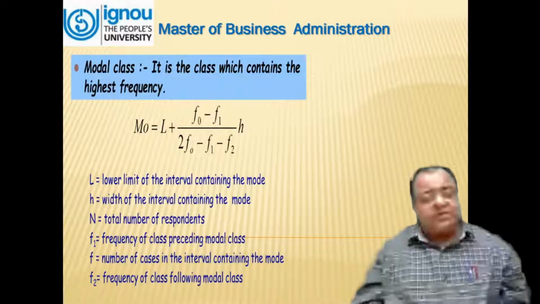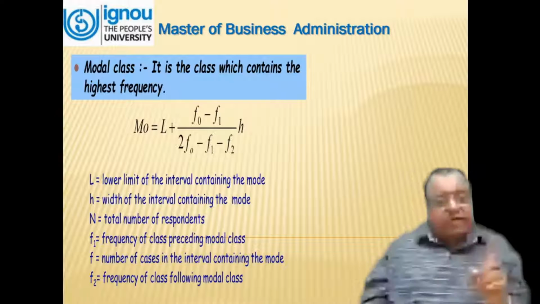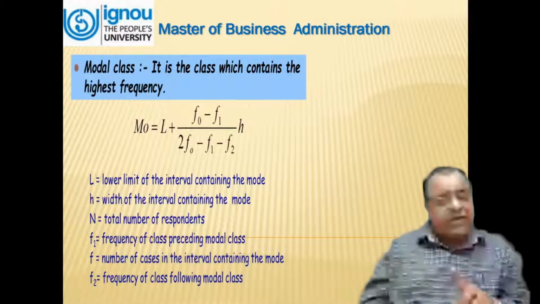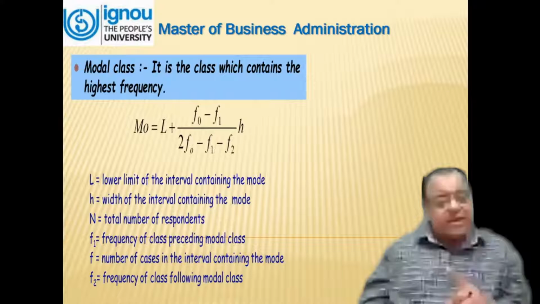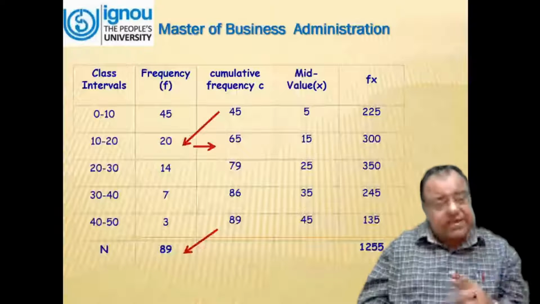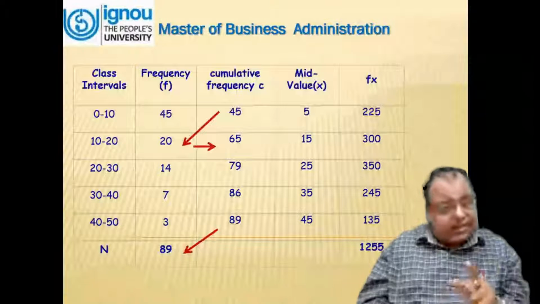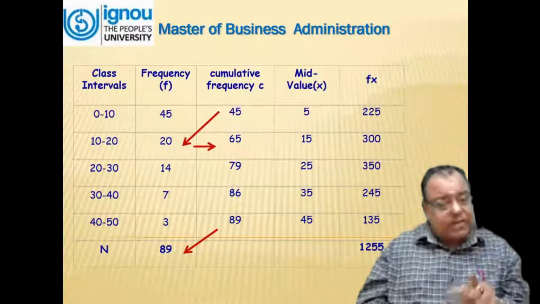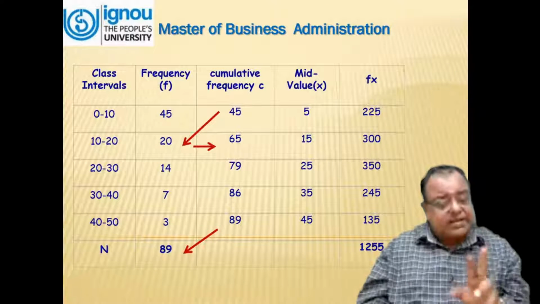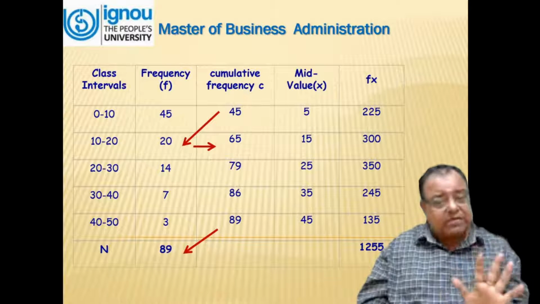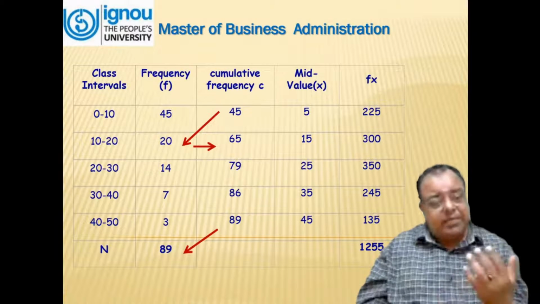Similarly, we calculate the cumulative frequency. We get 45, then 20 plus 45 comes to 65, 65 plus 14 is 79, 79 plus 7 is 86, 86 plus 3 is 89. So we can see that the last value in the cumulative frequency column is 89 and the sum of the frequency is 89. That means our calculation is correct.